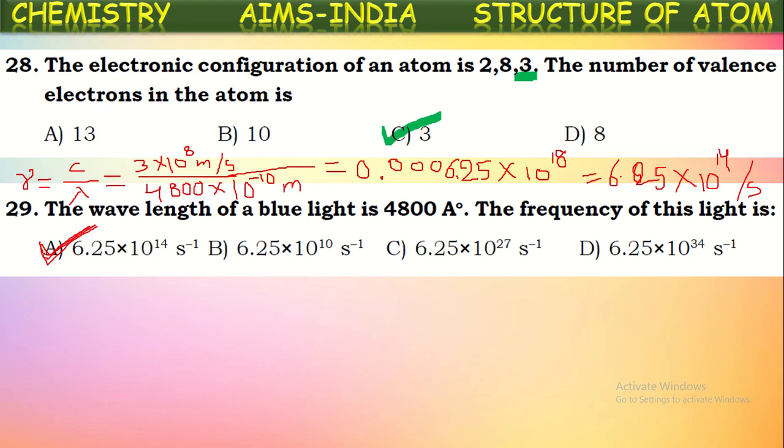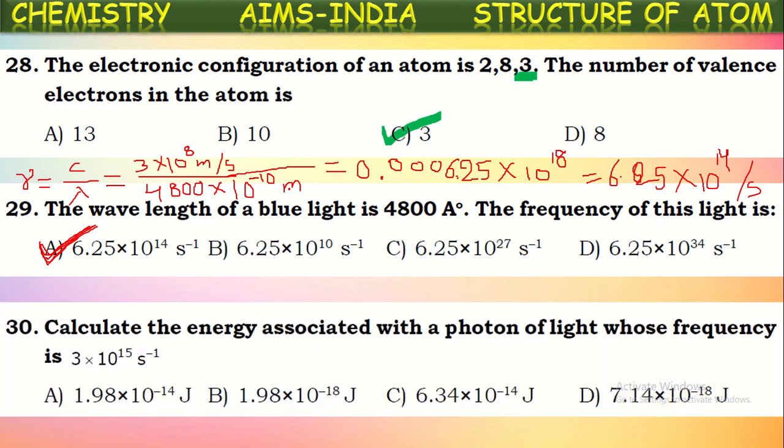So in this way we can calculate the frequency if the wavelength is given. Sometimes they may give frequency and ask to calculate wavelength. Then also we use the same formula, that is nu is equal to c by lambda, where nu is the frequency, c is the velocity of light, and lambda is the wavelength. Remember, all the quantities should be taken in the same system of units before doing the calculation. If they are given in other units, first they have to be converted into the same system of units. Okay, next one.